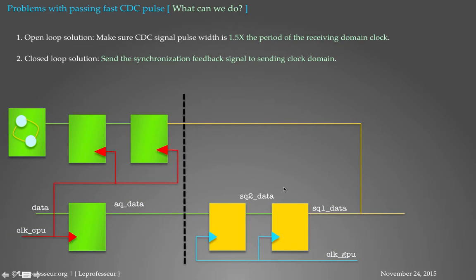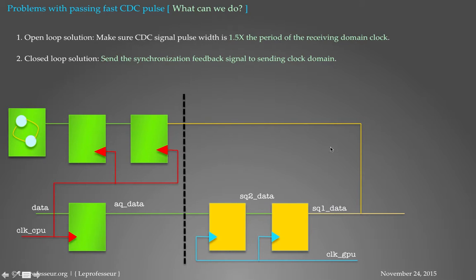How? Simple. You synchronize and you get this output, and you take this signal and send it back in a loop as a feedback to the sending clock domain, and properly synchronize that feedback signal in the sending clock domain, which is clock CPU, and put some logic, develop a state machine or something to recognize that the data is properly being captured in the receiving clock domain.